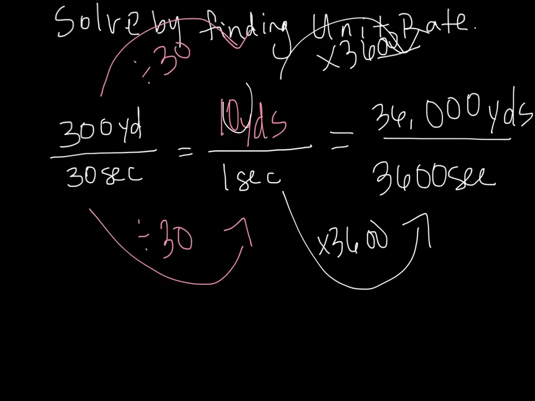So, means and extremes, scaling up, scaling down, or unit rate, either way, we get the same answer of 36,000 yards in 1 day. Some problems are easier to solve using scaling up or scaling down. Some are easier with unit rate, some are easier with means and extremes. You have to determine which is going to be the best option for each individual problem.